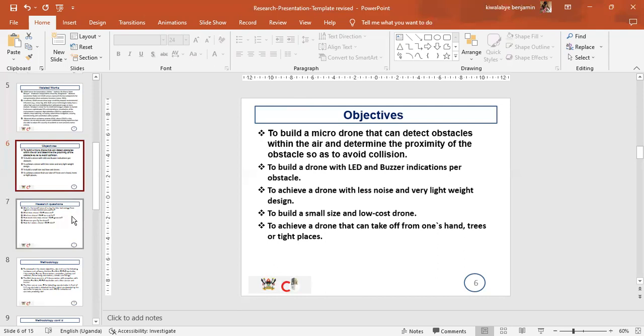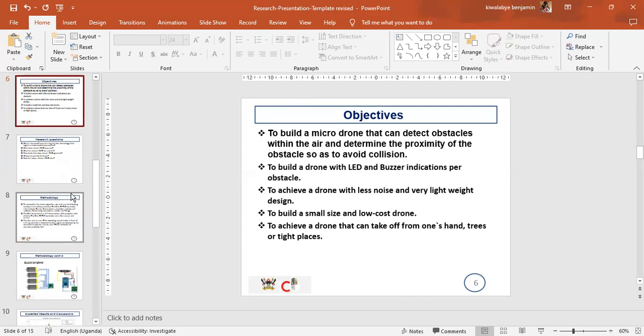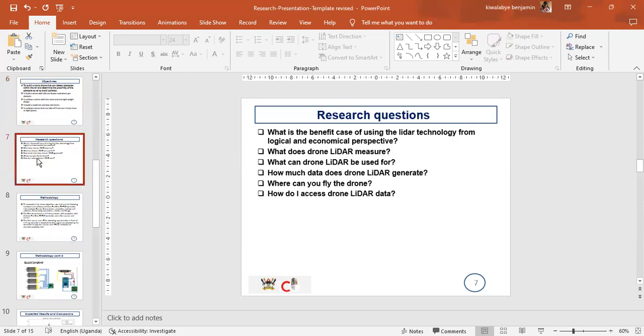Next, to build a drone with LED and buzzer indications per obstacle. Basically, our drone will trigger an alert when it encounters an obstacle. Our micro drone will not automatically avoid the obstacle, but it will trigger an alert to the controller so that he can change the direction of the drone. Next, to build a small size and low cost drone.